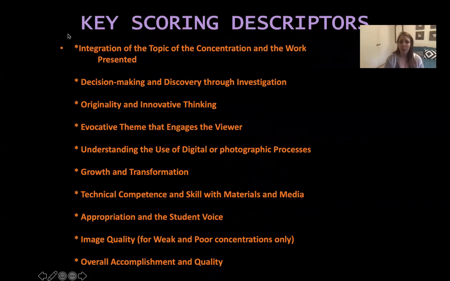All right, so things from the AP rubric are integration of the topic of the concentration or investigation and the work presented. So don't make work that has nothing to do with the topic that you write about. Decision making and discovery through investigation. And we're going to spend some more time in the future talking about that investigation piece.